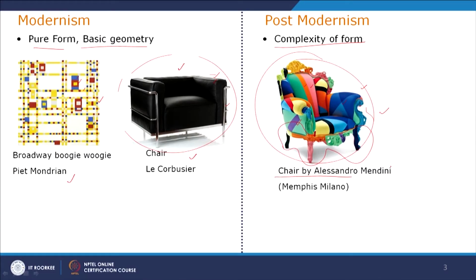So there is a historic depiction, there is complexity of color, the true material is not shown, and different kinds of color, not just primary color, are used. Now this chair was designed by Alessandro Mendini, who was part of the Memphis Milano design movement group, which we will discuss when we discuss this particular design movement. But you can understand the difference between the modernist chair and modernist design versus the postmodernist chair.